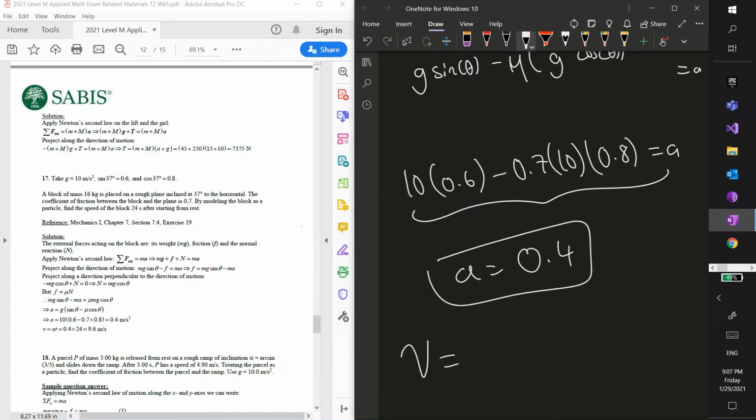And now you need your velocity, which is a times t. A is 0.4, t is given, 24 seconds, you solve and you get 9.6.